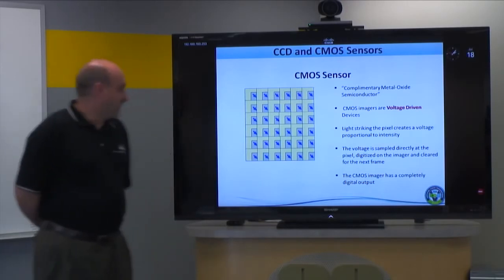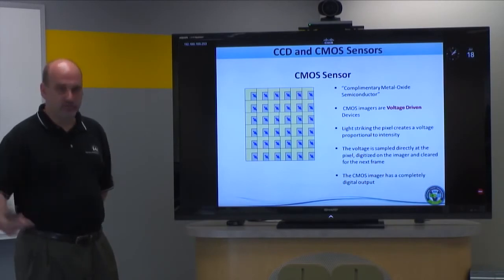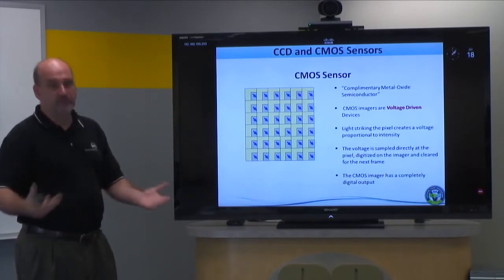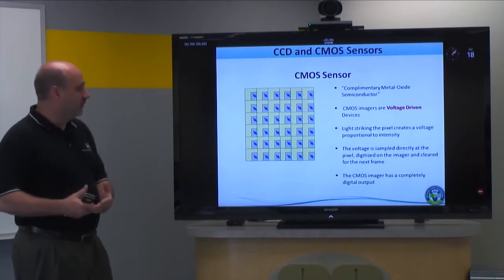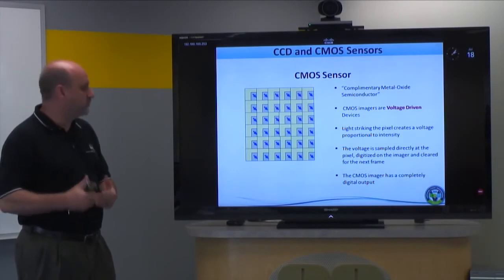The voltage is sampled directly at the pixel, digitized on the imager, and cleared for the next frame. It's never completely rolled around on here. There are issues to clear the imager. It's still dumped to ground, but essentially they're not moving the charge around in the same way. It's a voltage-driven device.